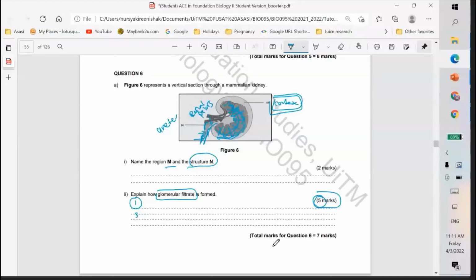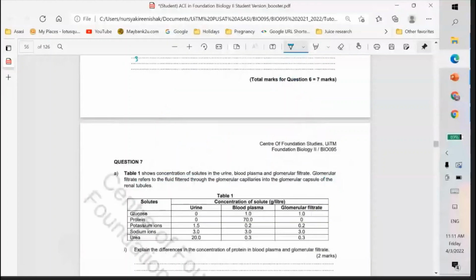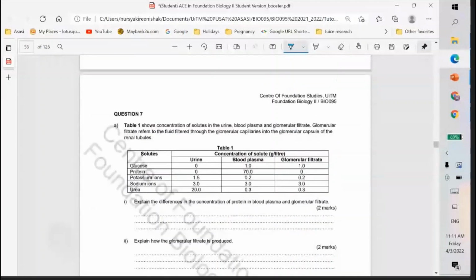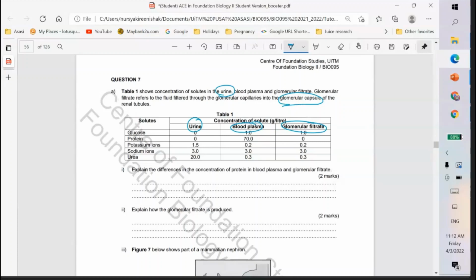So those are the points that you can include in your answer. So for question number 7, it says here, table number 1 shows concentration of solute in urine, blood plasma, and the glomerular filtrate. Three different fluids: urine, blood plasma, and filtrate. The glomerular filtrate refers to the fluid filtered through the glomerular capillary into the glomerular capsule, which is the Bowman's capsule of the renal tubule.